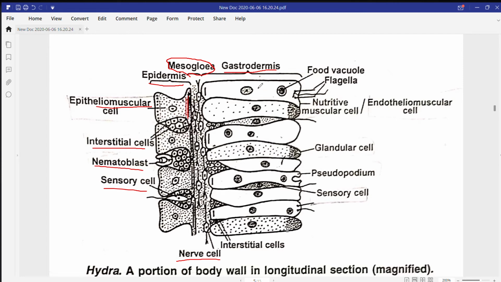Next is the gastrodermis, which has a food vacuole. They have endothelial-muscular cells for intracellular digestion, and glandular cells for enzyme secretion. They have pseudopodia for gathering food or for attaching to something, like food. The sensory cells are also found in the endodermis.